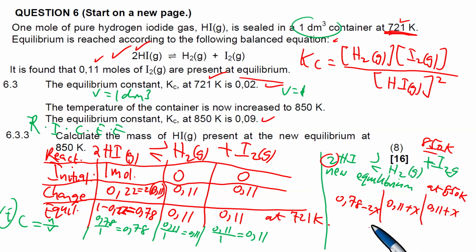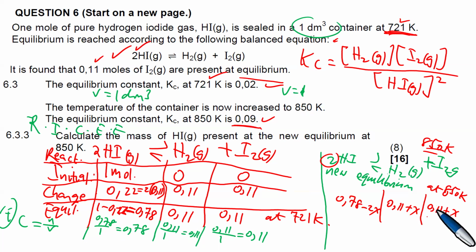So the products are going to be higher. That's why you said plus X. Because the Kc is now higher. How is it higher? Because before it was 0.02, now 0.09. So it means the concentrations of the products on the right would increase. We had 0.11 of the product, and then 0.78, the concentration of the reactant here. But the products are going to be higher because the Kc became higher.